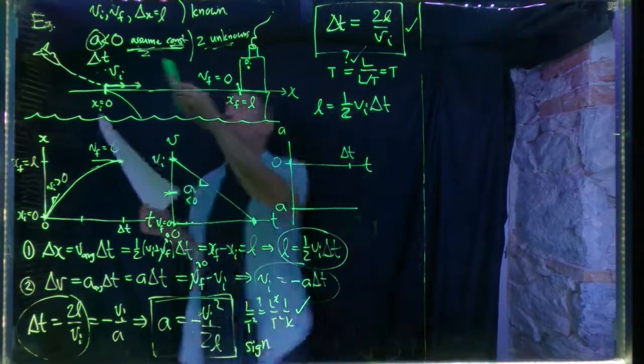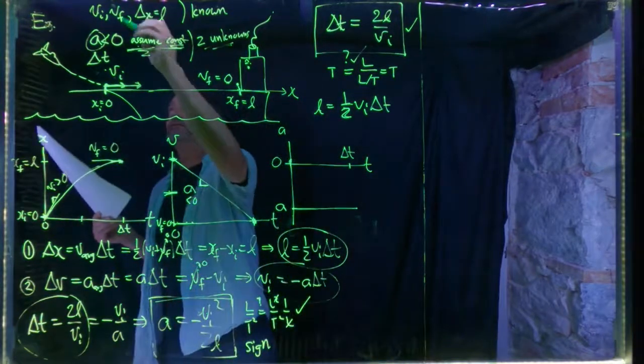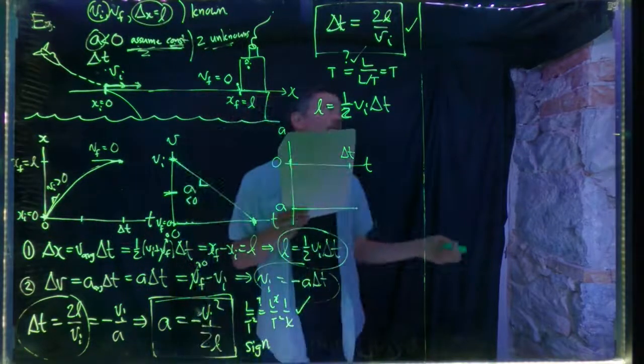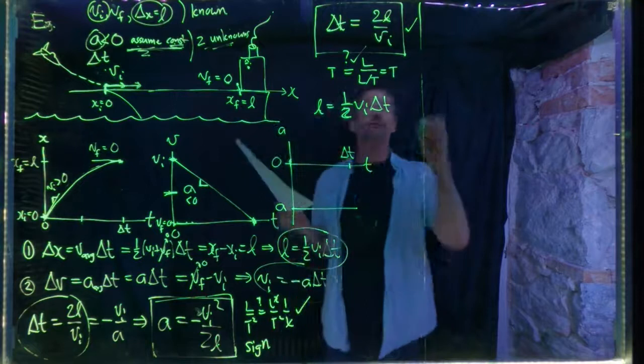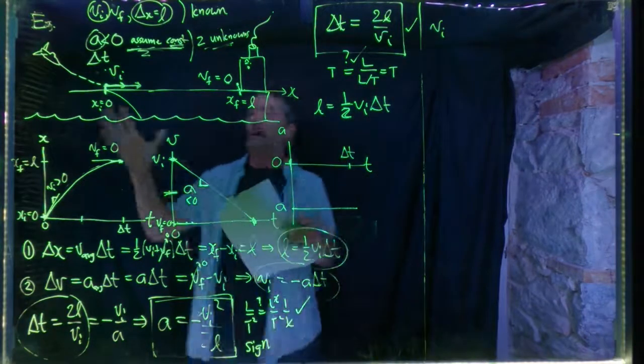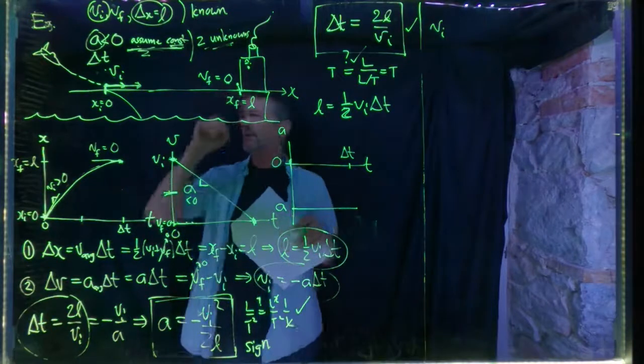We said that we knew these. V final is 0. We knew V initial and we knew the length of the aircraft carrier. Do we? Well, let's just guess. Let's say V initial. How fast is that? I have no idea. I could look it up on Google, but what I'm going to do is I'm just going to think.